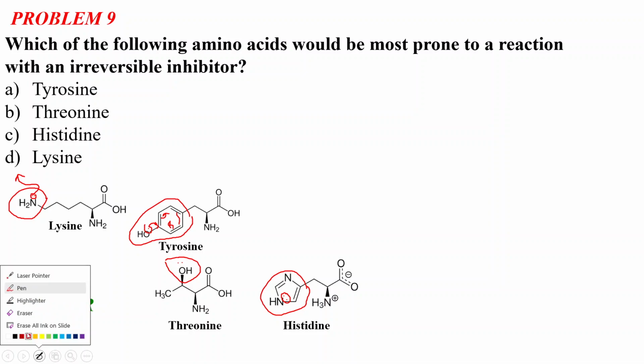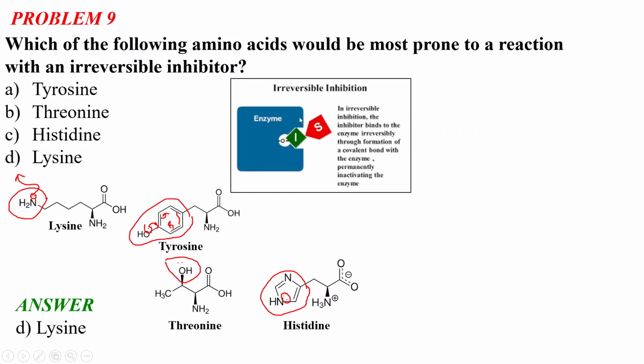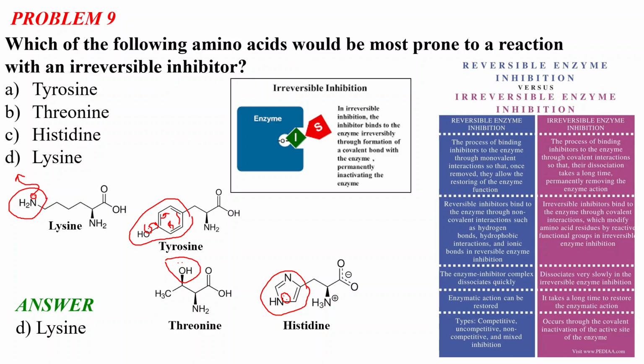Okay. Now, we will take a more detailed look at irreversible inhibition. In irreversible inhibition, the inhibitor binds to the enzyme irreversibly through the formation of a covalent bond with the enzyme permanently. Thus, it inactivates the enzyme. So, we will also learn about reversible inhibition versus irreversible inhibition. In reversible inhibition, inhibitors bind to the enzyme through non-covalent interaction, so that once removed they allow restoring the enzyme function. But for irreversible inhibition, inhibitors bind to the enzyme through covalent interaction, so their dissociation takes a long time, permanently removing the covalent bond.